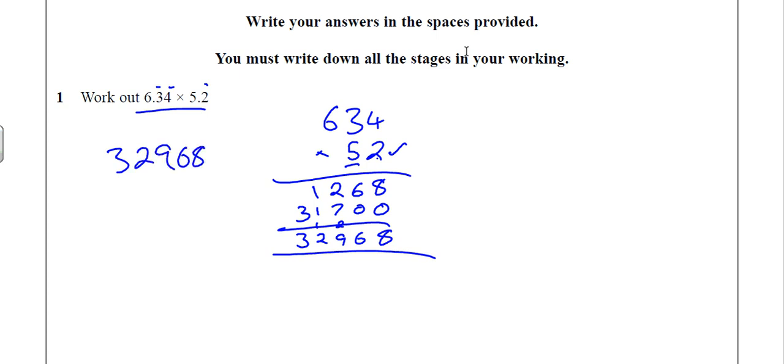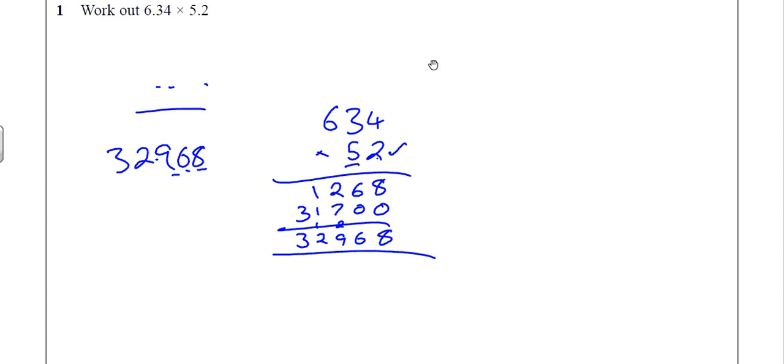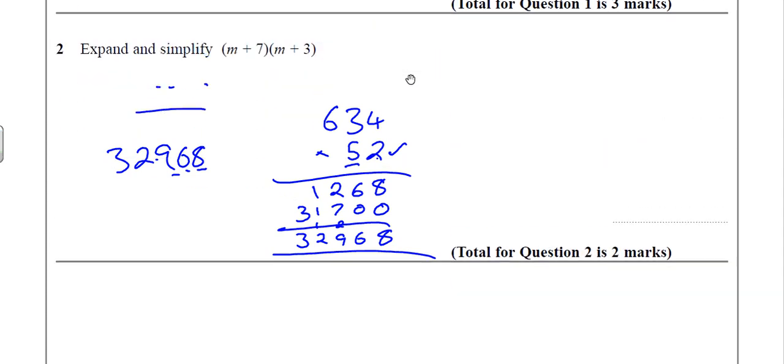And like I said a second ago, there are 3 decimal places, so there needs to be 3 decimal places in the answer. If we count from the back, 1, 2, 3, we've got 32.968, and that gets us on the way. So that's our first 3 marks.